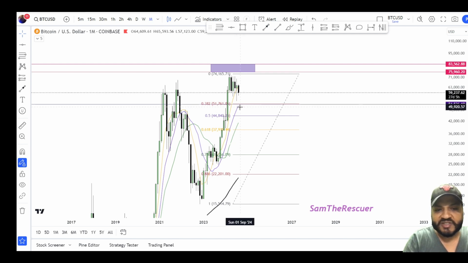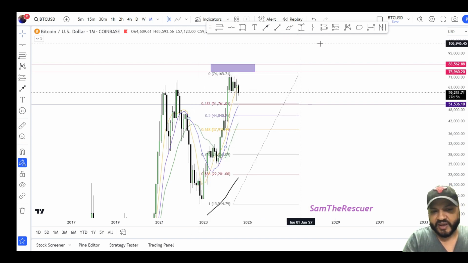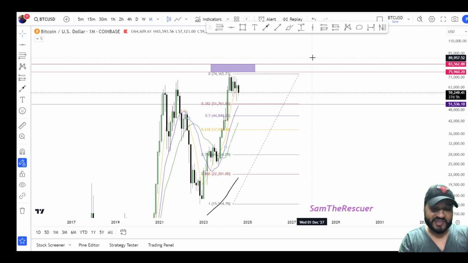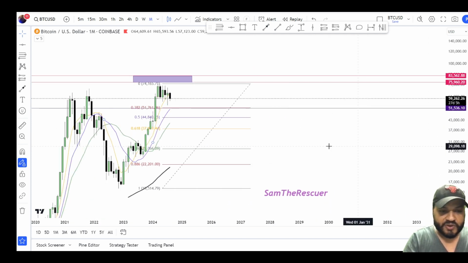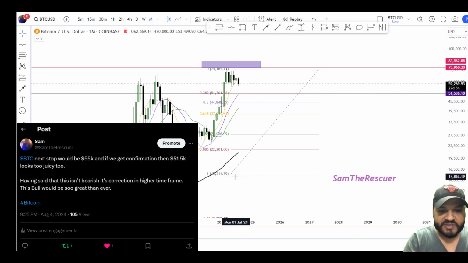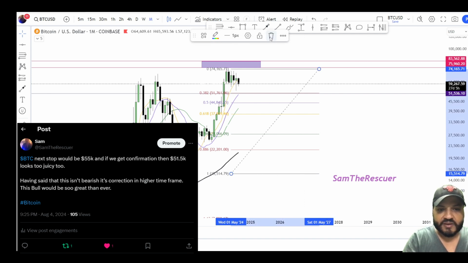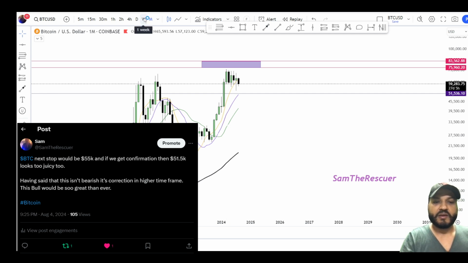Most probably we are going to see 38.2, and there is also a moving average, the 13. I understand the 13 moving average is not that effective, but on a higher time frame, like the monthly, even a small moving average makes a big impact. I'll show you in the weekly time frame as well. So let me remove this. We have this line from the monthly Fibonacci, 38.2.